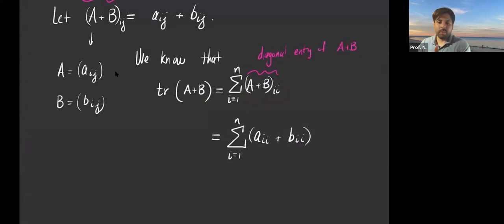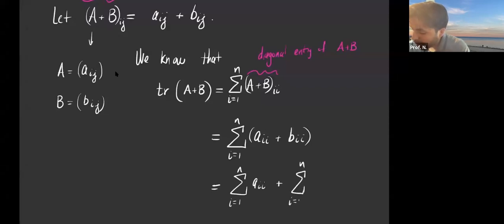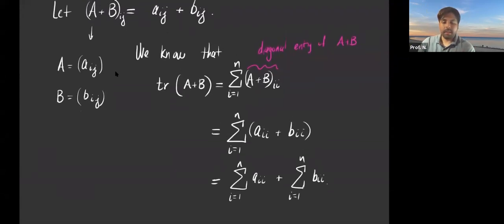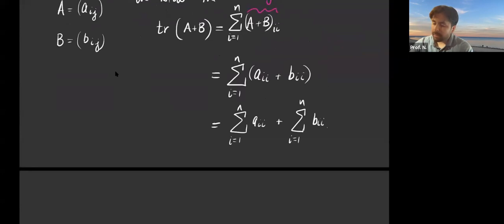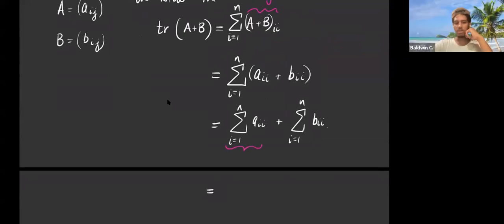In doing so, what we just did was take the diagonal entry of A plus the diagonal entry of B, and then we're taking a sum of these. So we can rewrite this in summation notation as the summation of A sub ii plus the summation of B sub ii. But then what does this represent by itself? Trace of A.